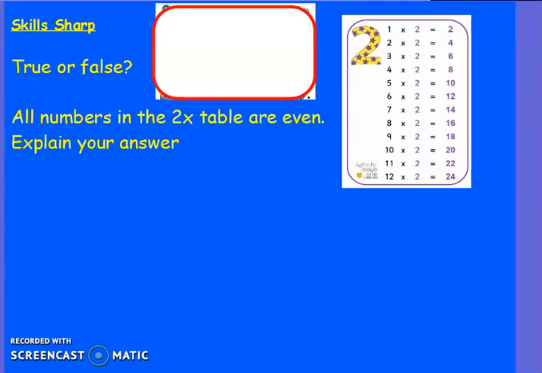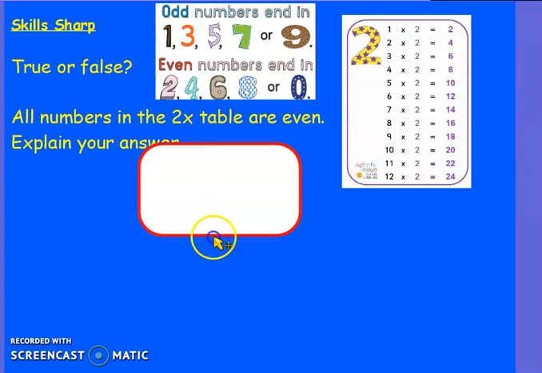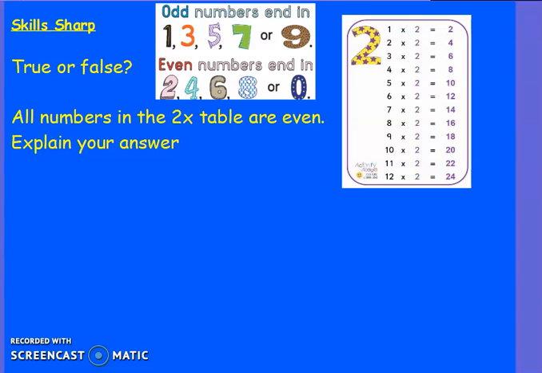Here's a poster with the 2 times table on and the reminder of what odd and even numbers are. Let's chant the multiples of 2 together. Chant with me. 2, 4, 6, 8, 10, 12, 14, 16, 18, 20, 22, 24.